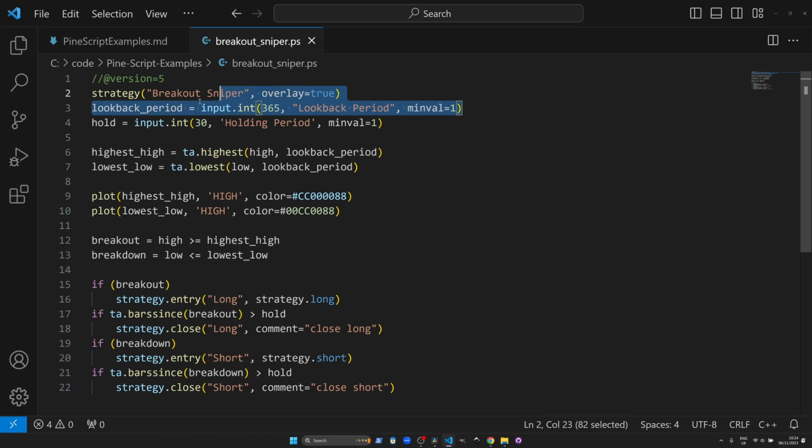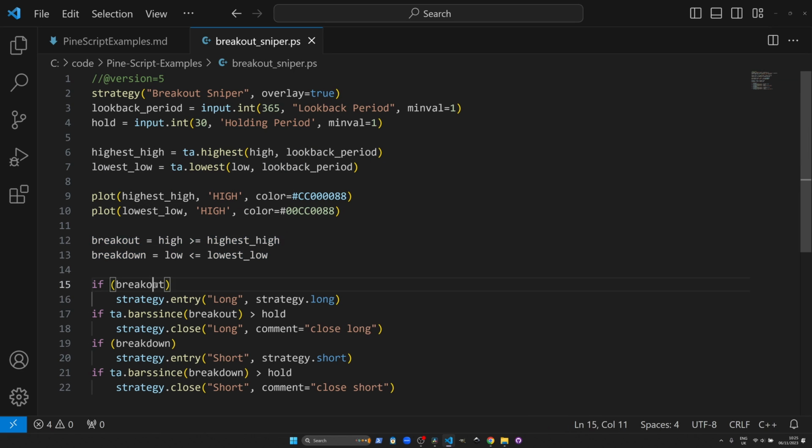First up, we decide on the period to look back over to check previous highs and lows. We then use some more built-in technical analysis functions called ta.highest and ta.lowest to find the top and bottom of our price during that period of time. Then we plot these highs and lows on the chart to visualize what it is we're doing.